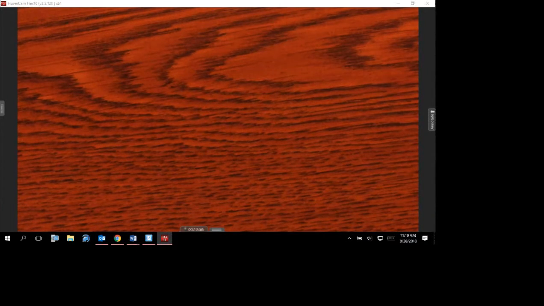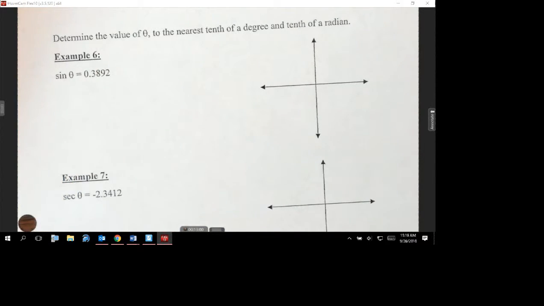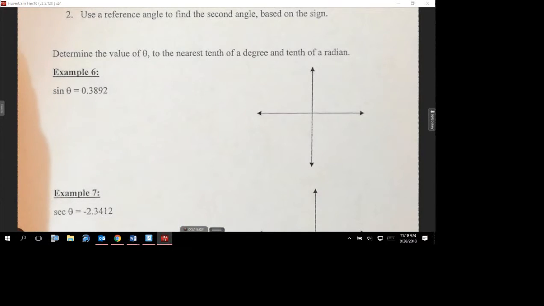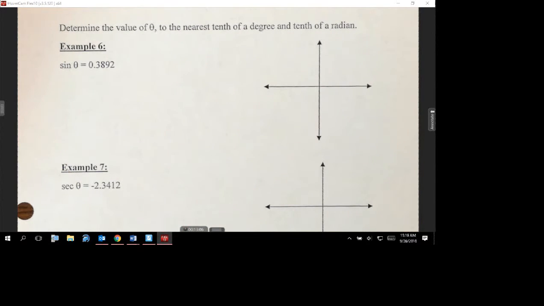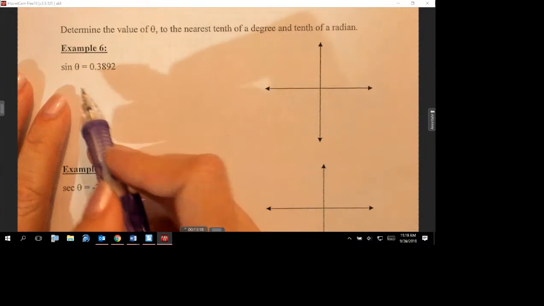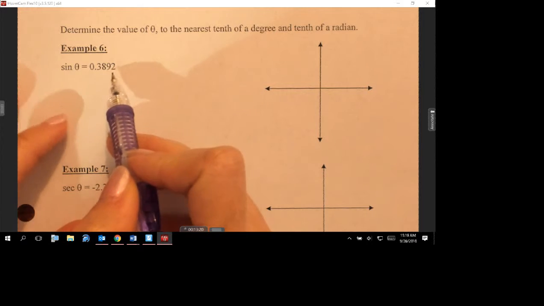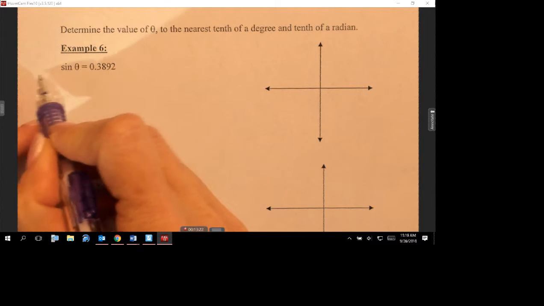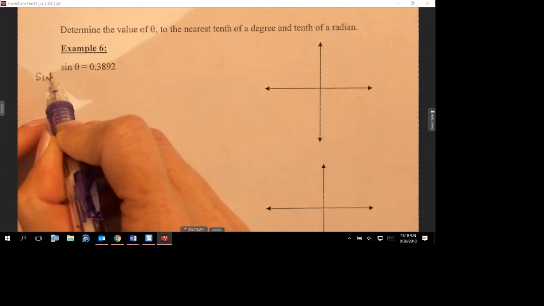All right, the last section is with the calculator. This is exactly the same stuff that we just did, except you won't be able to do it in your head. So I look at sine theta equals 0.3892, and I say, how do I solve for theta? Well, I have to sine inverse both sides.